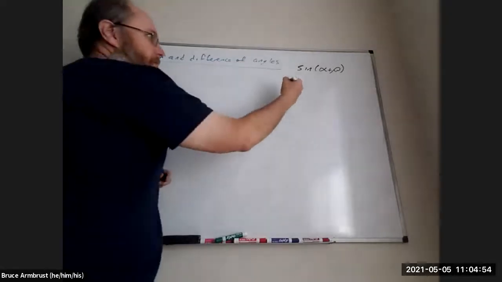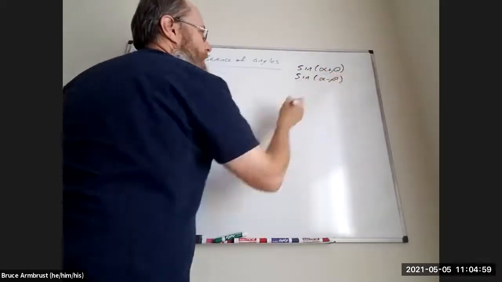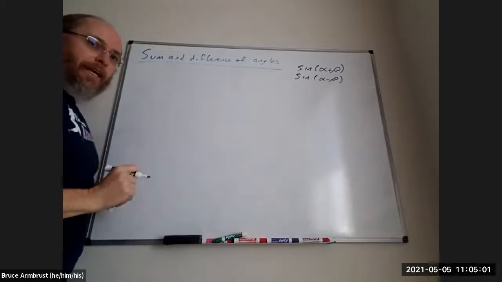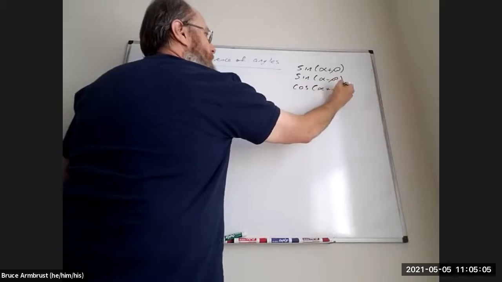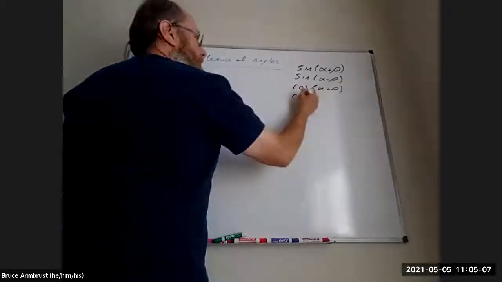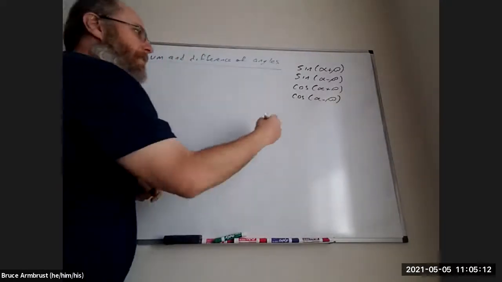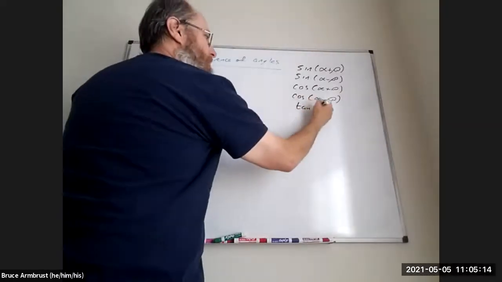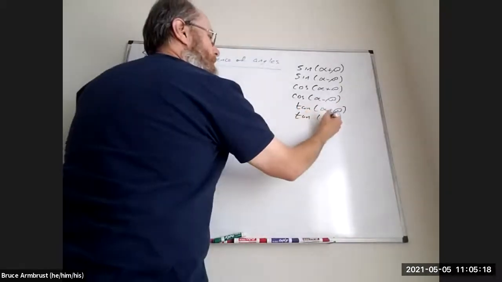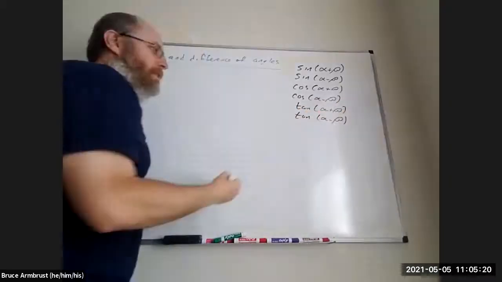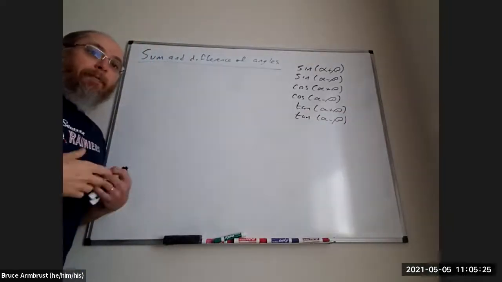Anyway, so we're going to have the sum of angles for sine, and we're also going to have the difference of angles for sine. So there'll be an identity for those. There's going to be similarly one for cosine that's alpha plus beta, and another one that's alpha minus beta. And then we'll also develop them for tangent. So we're going to develop these 6. We're going to build these 6.